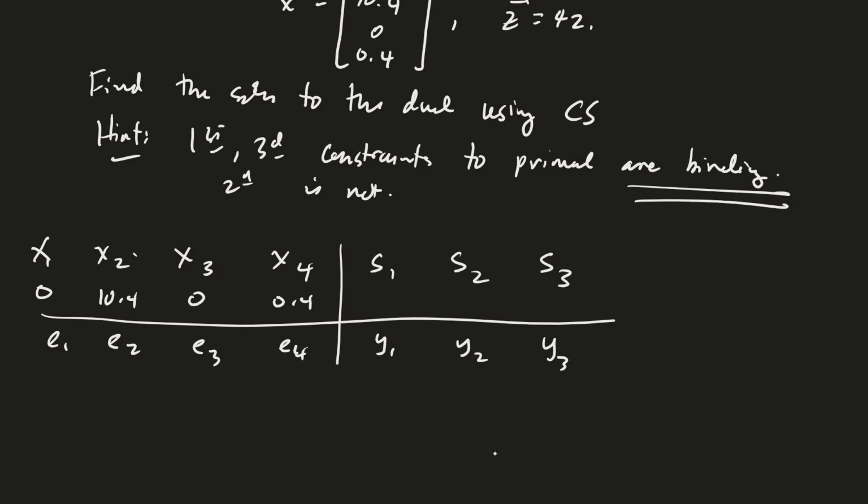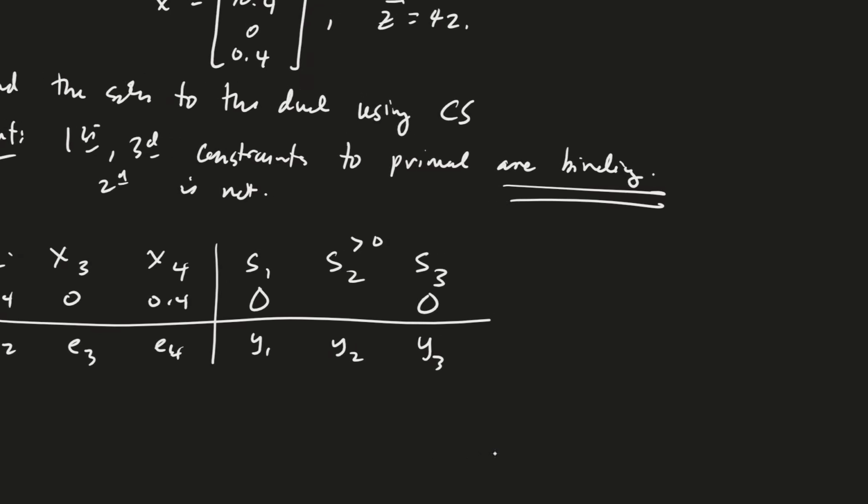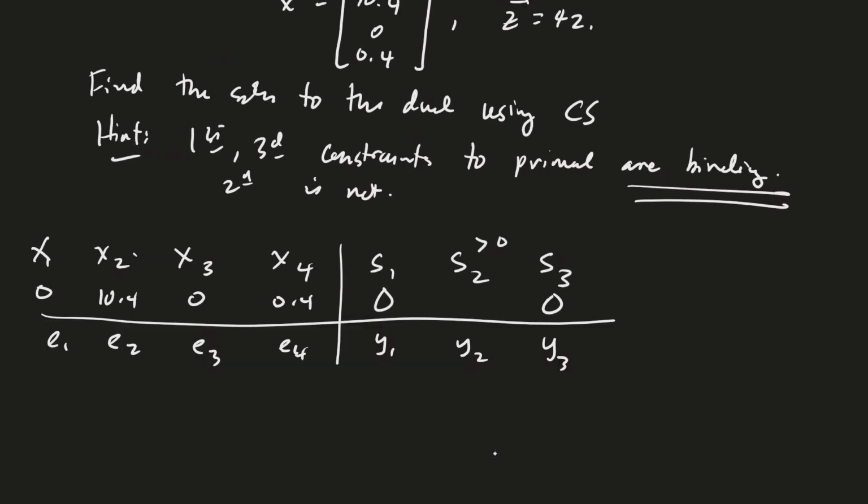What does that mean? S1 and S3 are 0, and S2 I know is greater than 0. Okay, so what does that tell me about my solution to the dual? Well, I know that y2 must be equal to 0. I know that E2 must be 0, and I know that E4 must be 0, right? Good. All right. And so what does that say about our system of equations then?